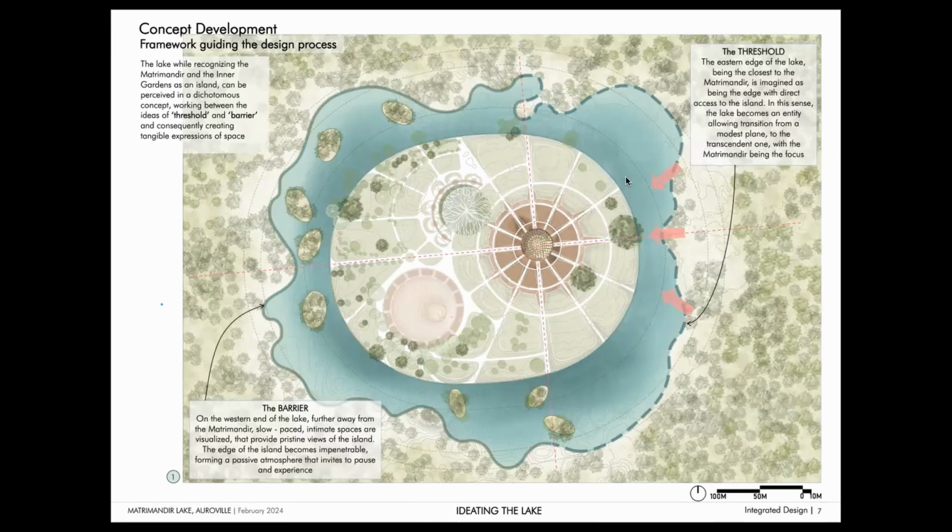Now, the idea of the lake is twofold. One can imagine that the sense of water is seen as a barrier, or that it is seen as a threshold, both of which will actually be very important from our design considerations. The idea of a threshold is that it allows a gradual progression towards the Matrimandir, and the idea of the barrier is that it also helps segregate the sacred and the profane within the larger landscape of Auroville.